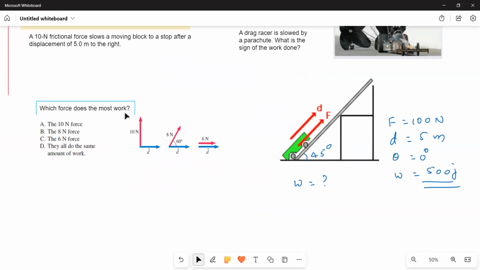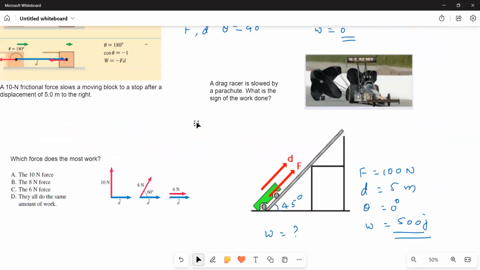Which force does the most work? Here you see 3 forces acting at 3 different angles. Here, 10 Newton force at an angle of 90 degrees, so the work done is equal to 0. Am I right? And here, 8 Newton force at 60 degrees, so the work done will be 4 joules. And here, 6 Newton force along the same direction, therefore it will be 6. So the 6 Newton force does the maximum work. I hope this concept is understood.